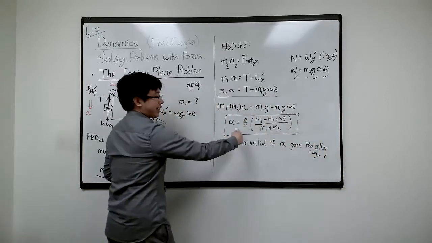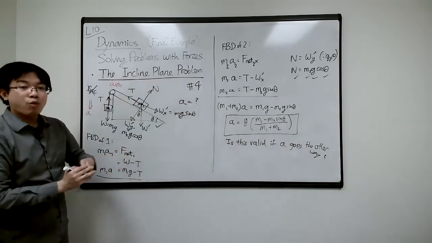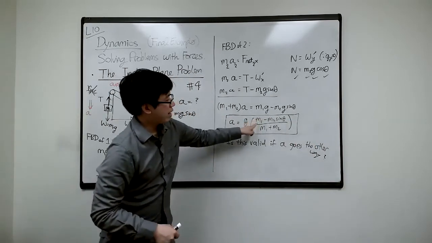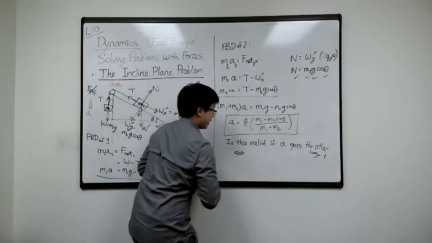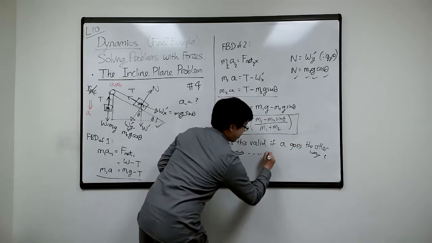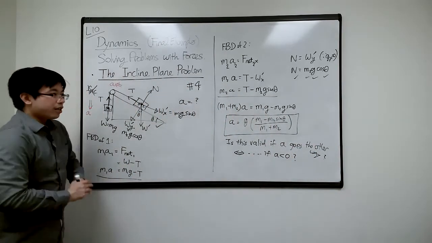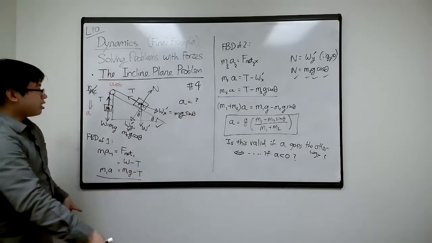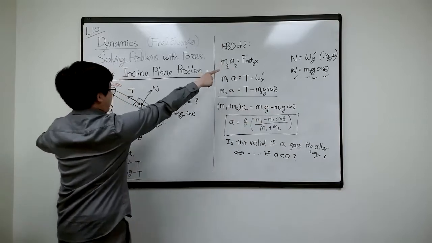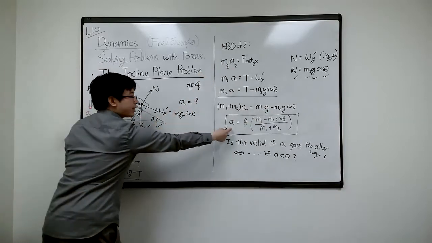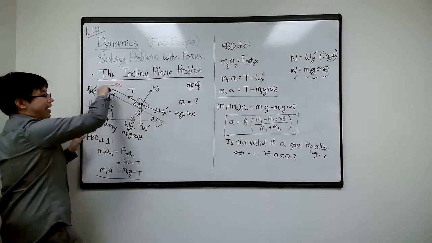In other words, if this is somehow larger than this, because the moment I put M1 equals 0, I will get a negative number. So in other words, is this valid if A is negative? I said this is a conclusion of Newton's second law, which is a conclusion of the free body diagrams. So is this equation valid means, is the free body diagram valid if A is going the other way?